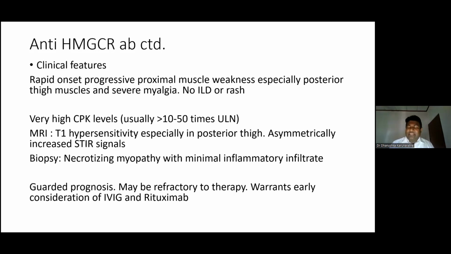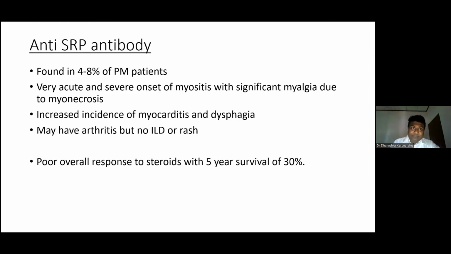And usually it's not associated with lung disease or dermatomyositis features or skin manifestation. So you get isolated myositis in myonecrosis. Unfortunately, the prognosis is guarded and it could be refractory to treatment. Hence, it warrants early consideration of IVIG and rituximab as second or third line if you suspect a necrotizing myositis.